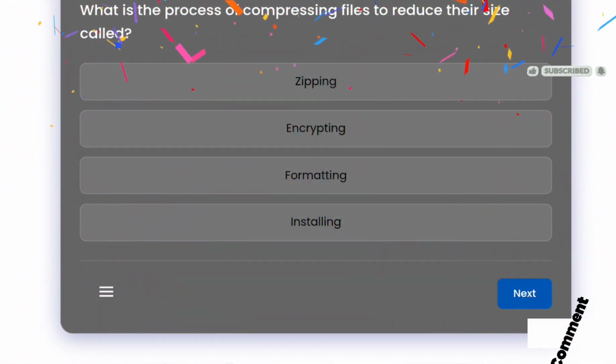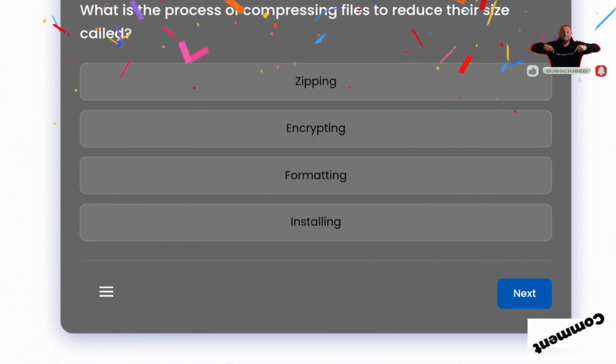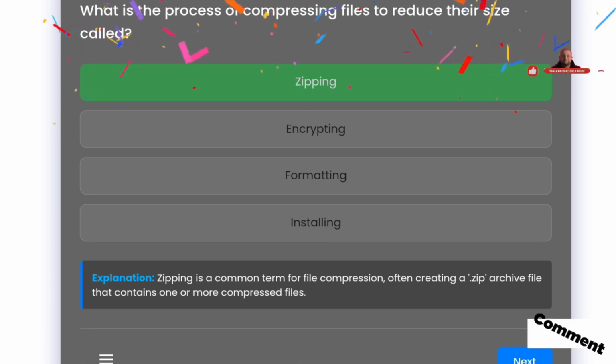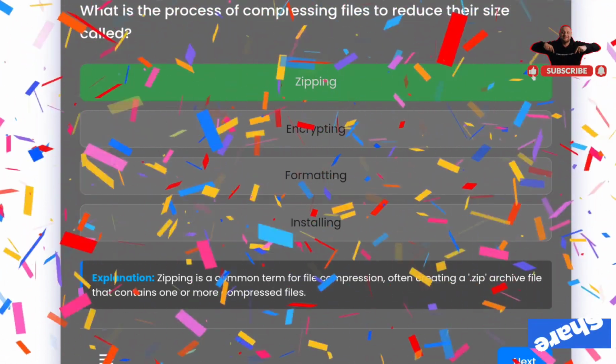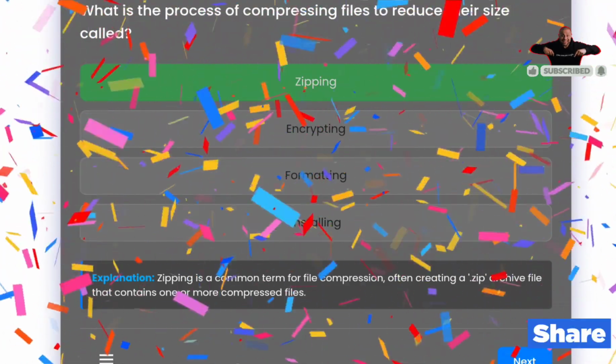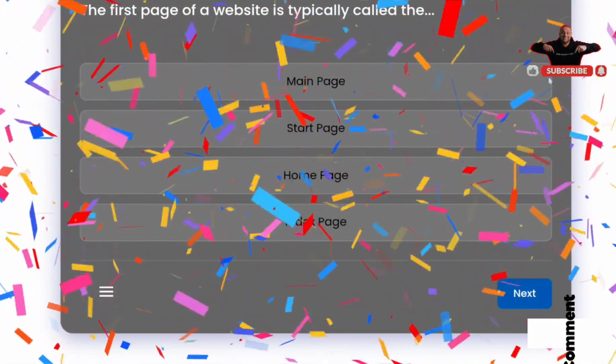What is the process of compressing files to reduce their size? Zipping. Zipping is a common term for file compression, often creating a zip archive file that contains one or more compressed files.